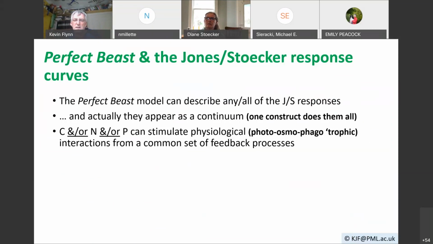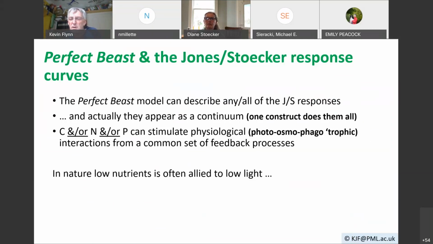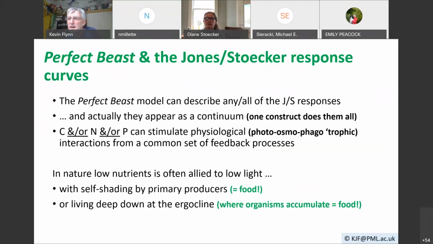So any of these can be tweaked, but basically along a common set of feedback processes of the sorts which we know drive physiology. And of course, in nature, we need to remember that low nutrients are often allied to low light. So self-shading by other primary producers gives you food. Or you may be living low down in the water column, again, likely where you're surrounded by food as well. So in many of these instances, trying to separate nutrient versus light stimulation of mixotrophy is artificial in a way, because many of these things are going to co-occur.